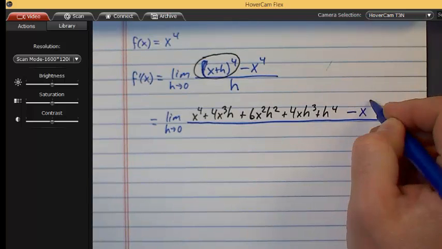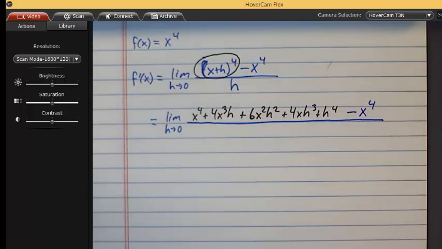Minus x to the fourth. How did you just figure out 6? How'd I get the 6? Yeah, because I saw the triangle, but now you got 4, 6, 4. Oh, I'm sorry. I thought I explained it.